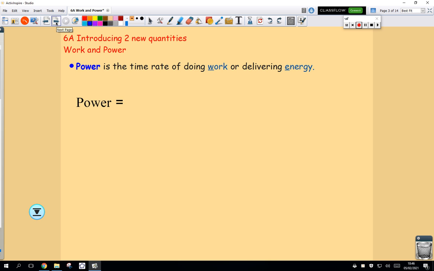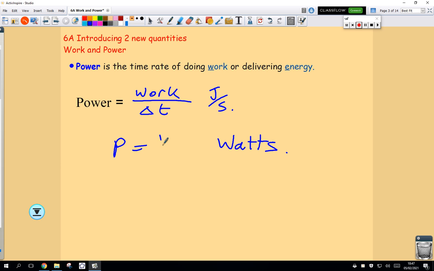Power is the time rate of doing work or delivering energy. So power is simply defined as work done divided by the change in time. Okay. My units for power there would be joules per second, and those units are generally called watts. So power is equal to work done divided by the change in time.